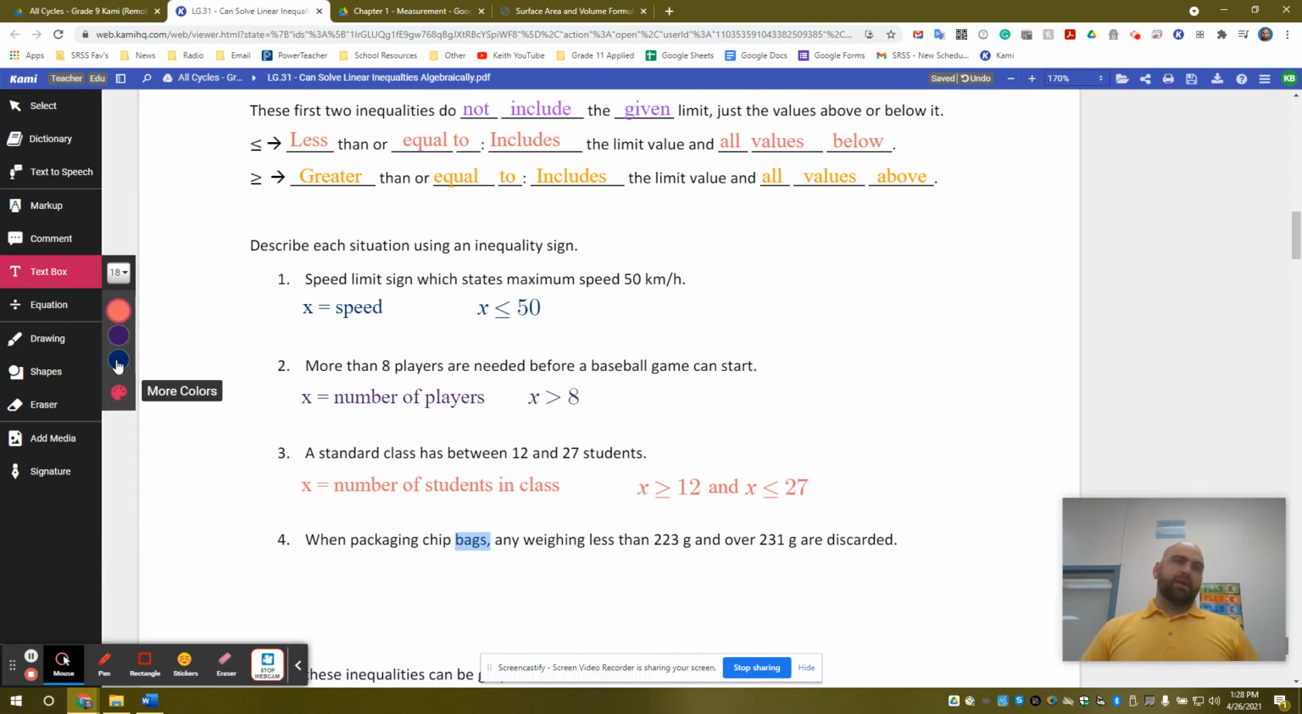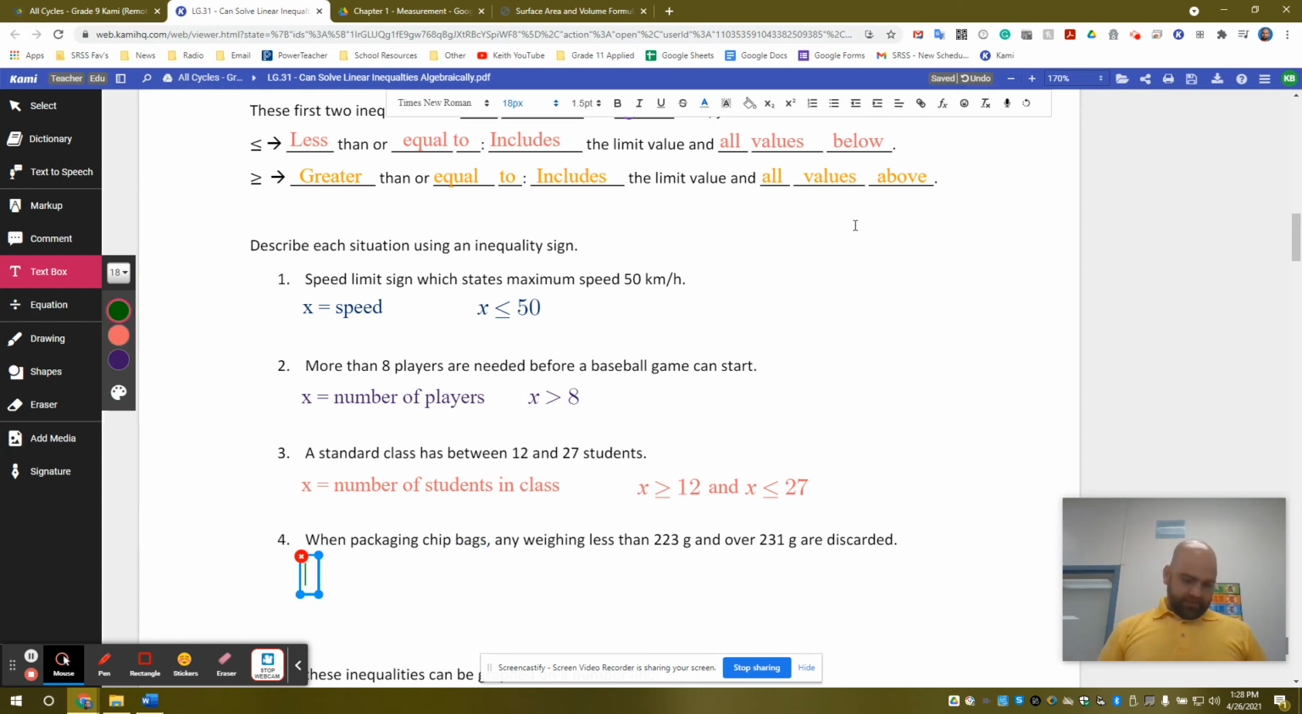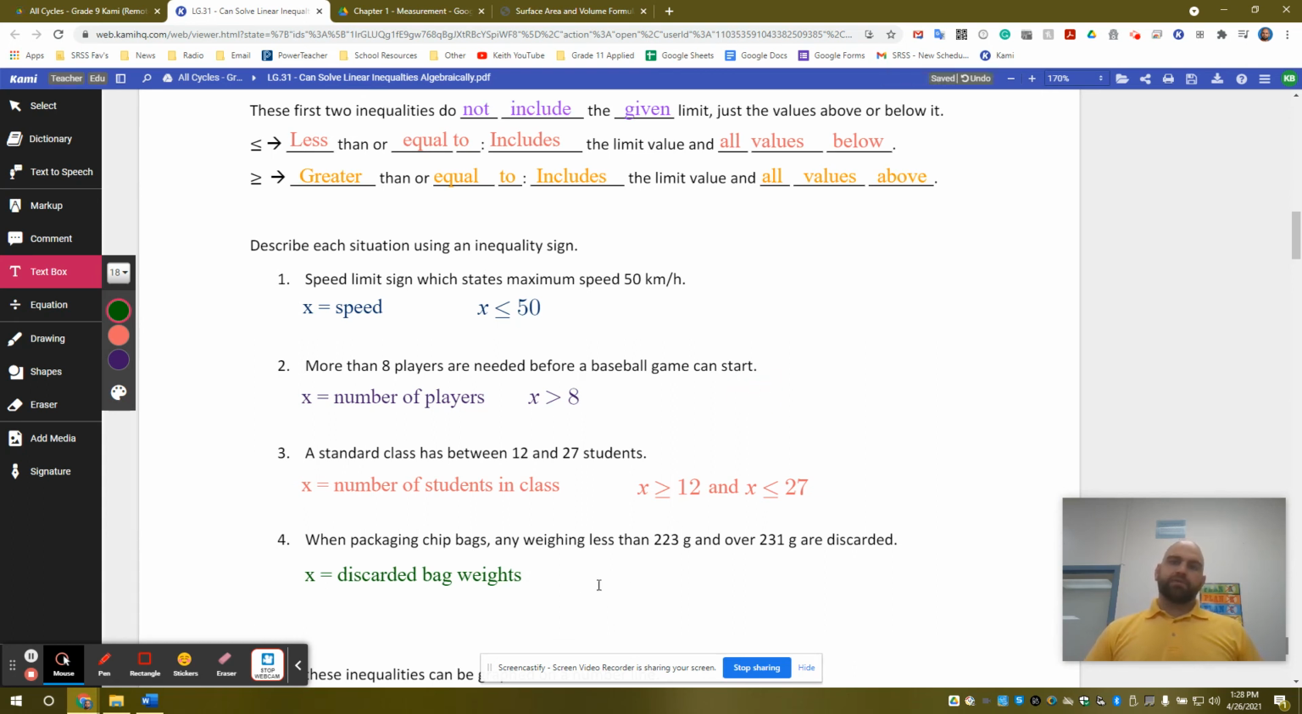The last one is dealing with manufacturing. So let's say when packaging chip bags, any weighing less than 223 grams and over 231 grams are discarded. So we're going to describe the discarded ones. And so we're going to again say x is equal to discarded bag weights. And now again, we have two different things. We have anything less than 223 grams. So x is less than 223.